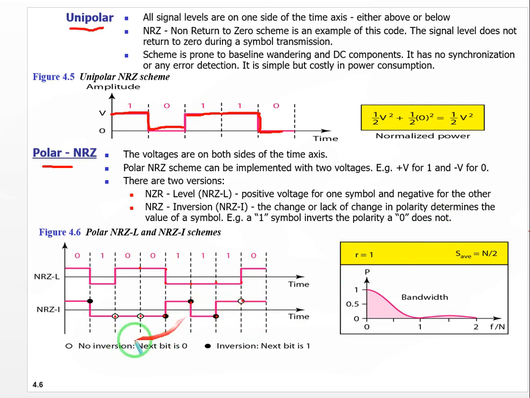In this one, again we have a DC component available, so again we have the drawback of a DC or low frequency component. If you look here, there is no inversion if the next bit is zero, and an inversion if the next bit is one. So I hope you got the concept behind the polarity.